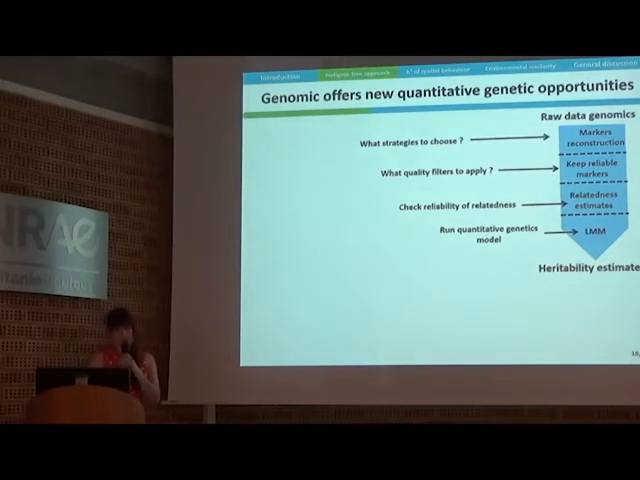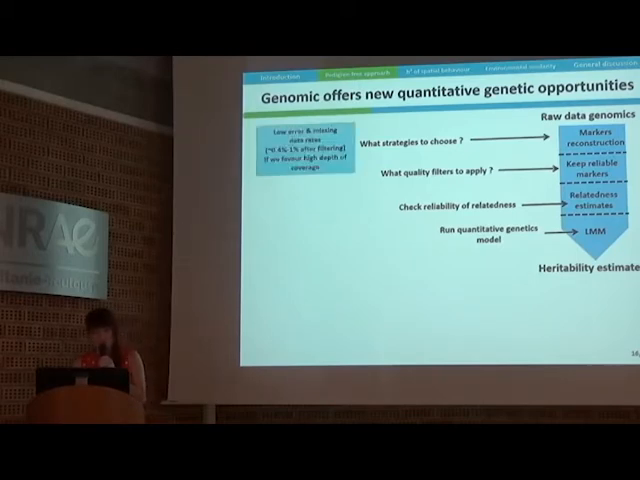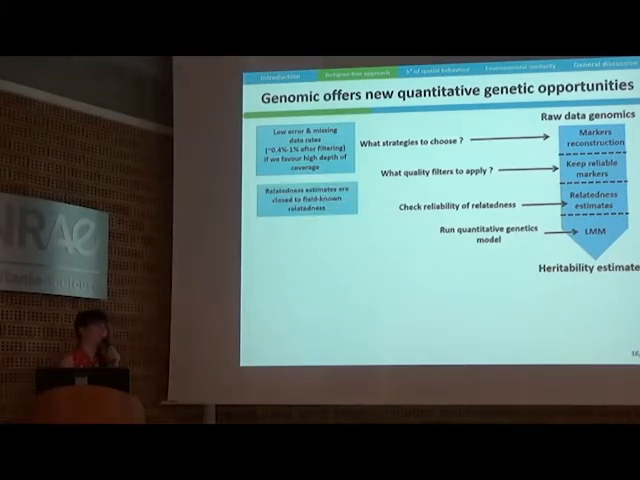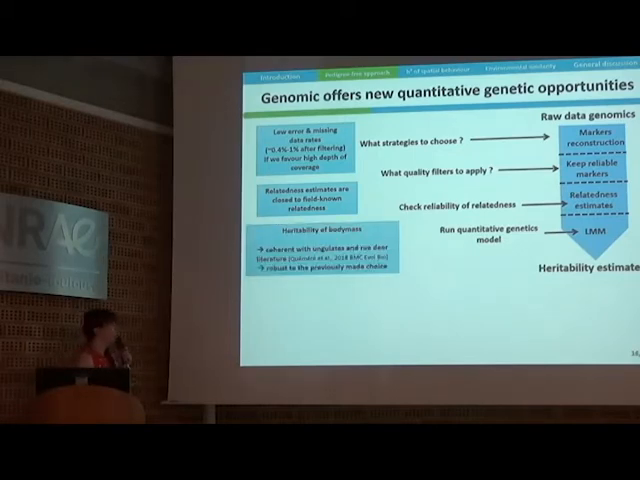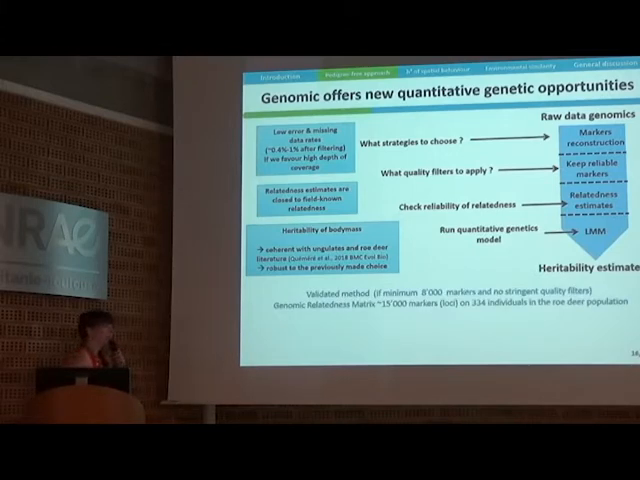I will go really quickly because I don't have time for this, but we found that in our data set there were low error and missing data rates, only 0.4 to 1%. We found that the relatedness estimates are close to field relatedness, but more importantly, we found the heritability of body mass was coherent with the ungulate but also the roe deer literature, and furthermore was quite robust to the choices we made previously. So here we can say that we validated this method, which allowed us to estimate a genomic relatedness matrix with more than 15,000 markers on more than 300 individuals.